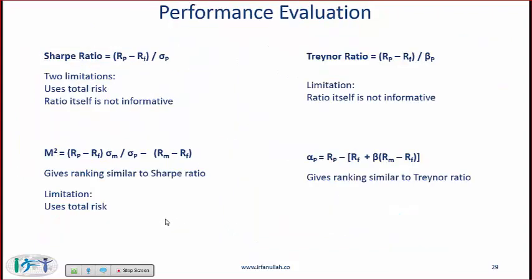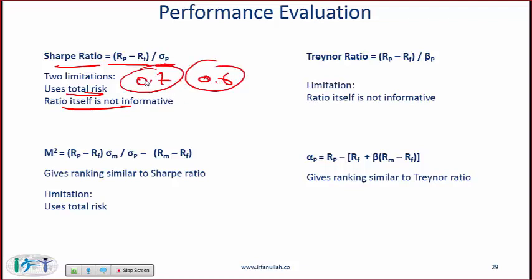Performance evaluation. This whole concept that we've discussed can be used to evaluate the performance of a portfolio manager. So one measure is the Sharpe ratio, which shows the excess return per unit of overall risk. Commonly used measure, but it has two limitations. It uses total risk and not systematic risk. Second, a ratio of say 0.7 doesn't tell you much. It has to be compared with another ratio to determine whether it is better or worse.